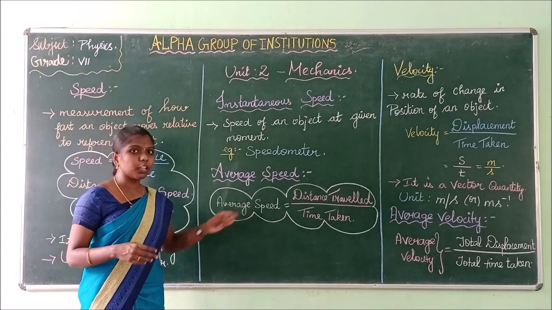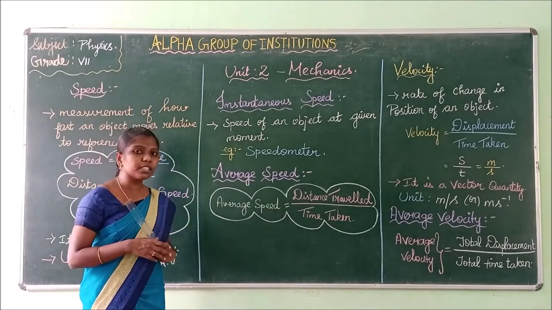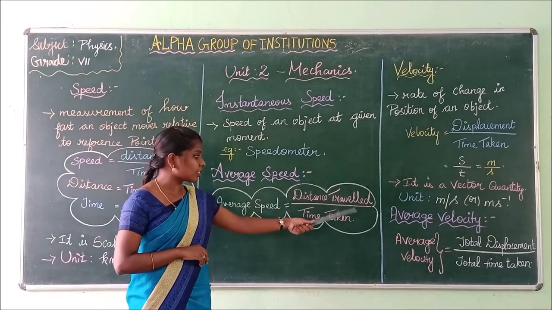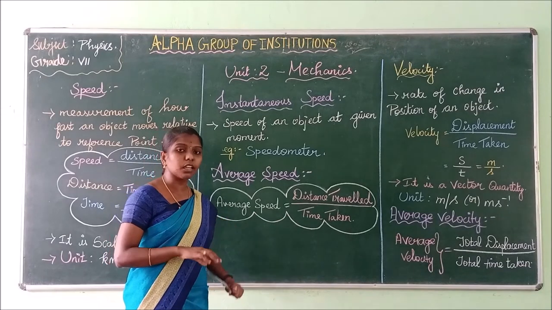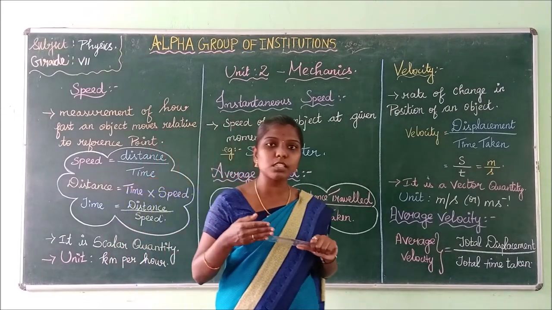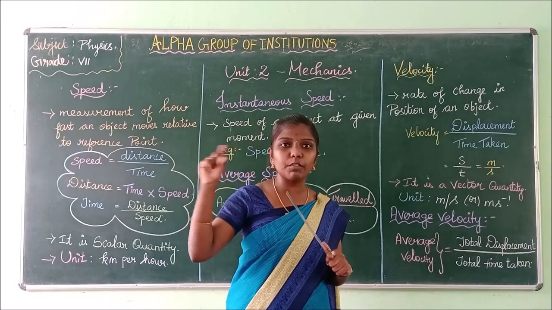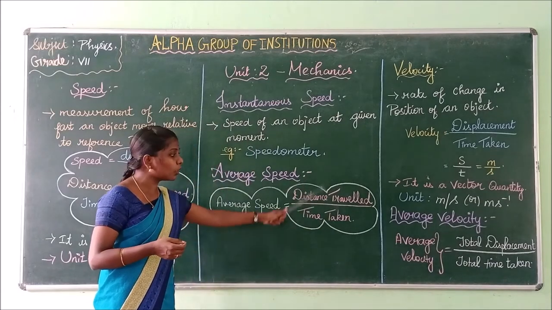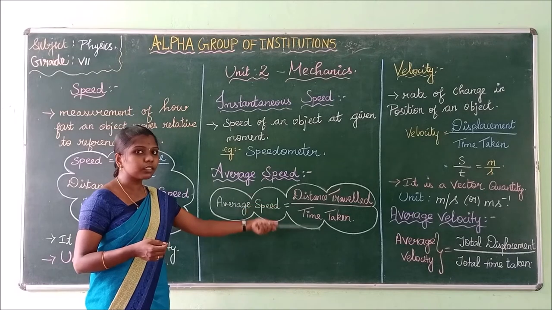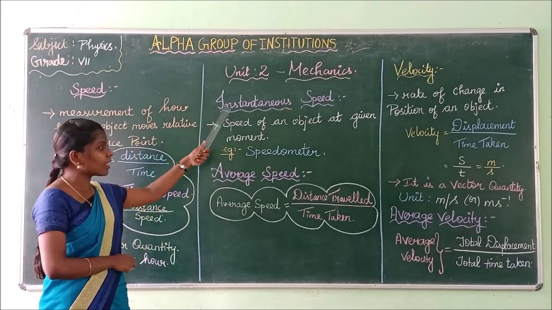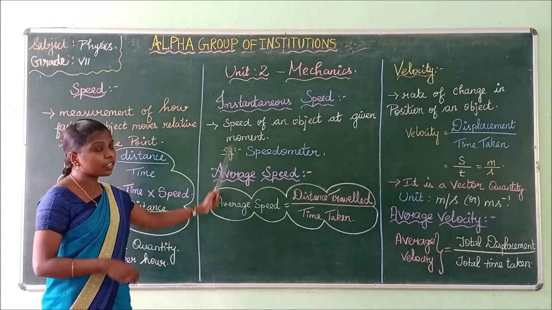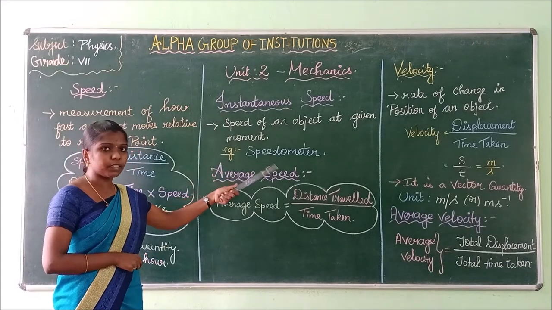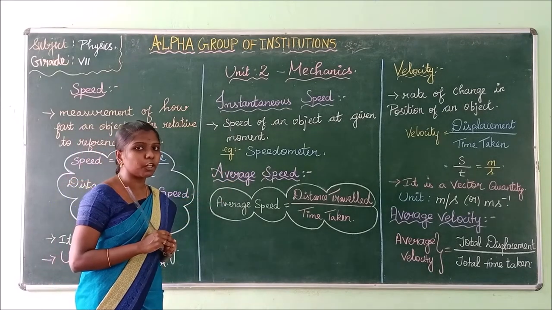Next is average speed. Average speed is total distance traveled by total time taken. How will you find the average for your exam marks? You will total all the marks and divide it by the total number of subjects. In the same way, average speed is total distance traveled by total time taken. Speed is classified as instantaneous speed and average speed. Instantaneous speed is the speed of an object at a given moment. Example, speedometer, the device to measure the speed of a vehicle.